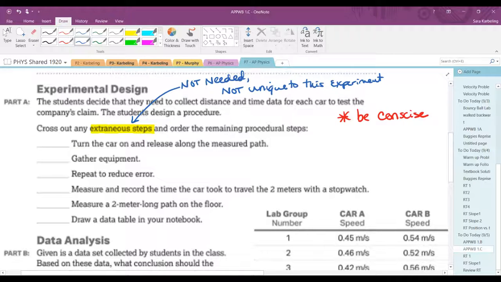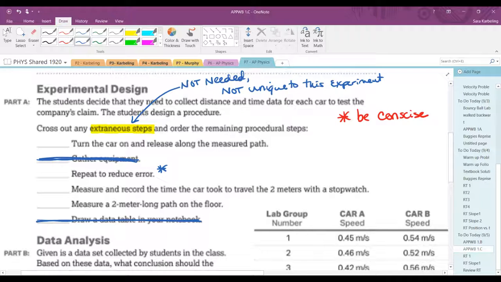Do you see anything up here that looks extraneous, extra? We don't need it. Gather equipment and draw data table. Gather equipment. You're going to gather equipment in every single lab, right? Like, how do you do a lab without that? So, yeah, gather equipment. You don't need it in your list. And you said another one. What else did you say? Draw data table. Draw a data table in your notebook. Like, again, whatevs. Anything else? I also put repeat to reduce error because that's like you're doing multiple trials anyway.